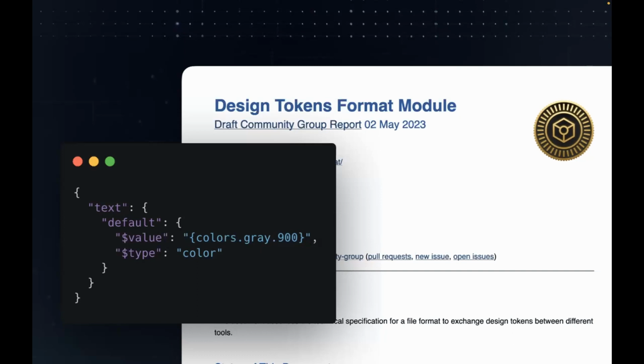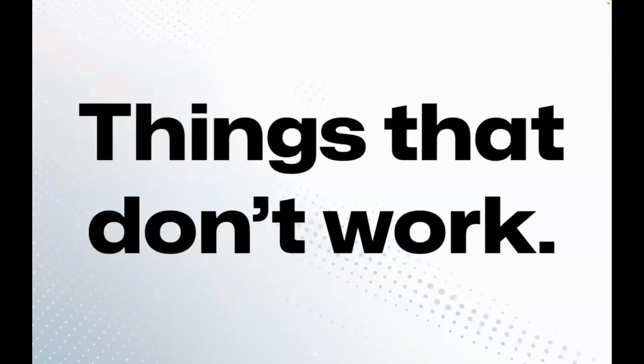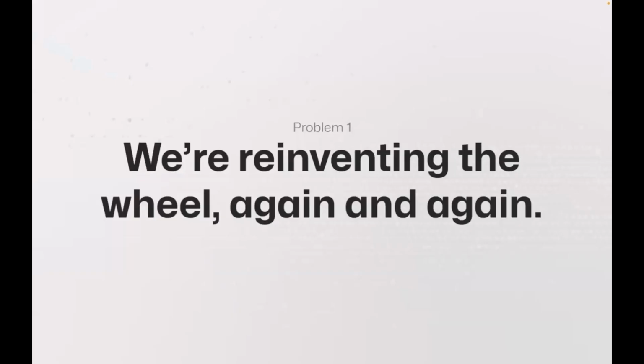The DTCG, which you see in the background, is a community group which is focused around design tokens, aiming to bring this design token format to life, letting us have one particular format, one source of truth between our design tools. But there are certain flaws that we discovered with design tokens and design token toolage around it, which I'm going to address, especially when talking about larger enterprises, multiple brands, these kinds of scenarios. So the first part of my talk and of our talk is called Things That Don't Work. And I'm just going to dive in.